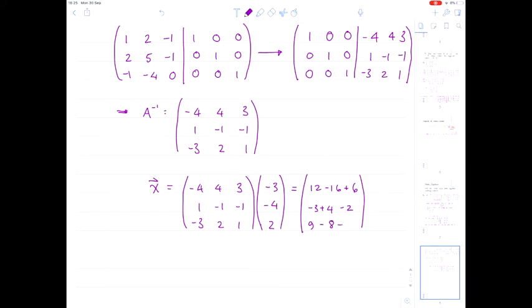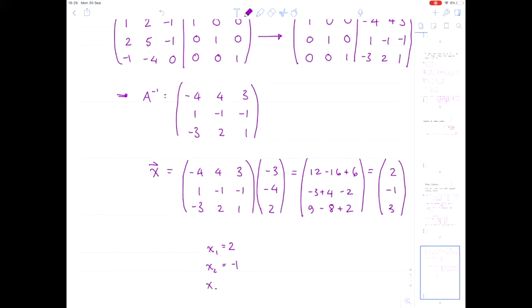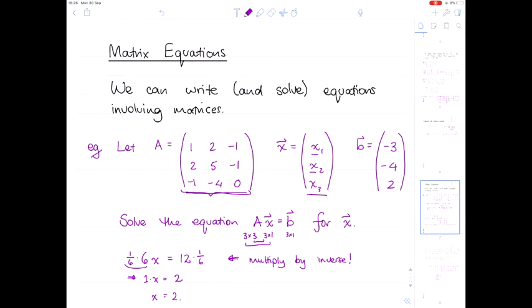minus 8 plus 2. And finally, if we do all the multiplication here, I think we'll get 2, minus 1, and 3. So this tells us that x1 equal to 2, x2 equal to minus 1, and x3 equal to 3 solves this matrix equation that we had over here.